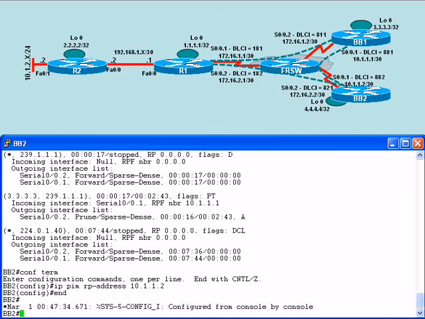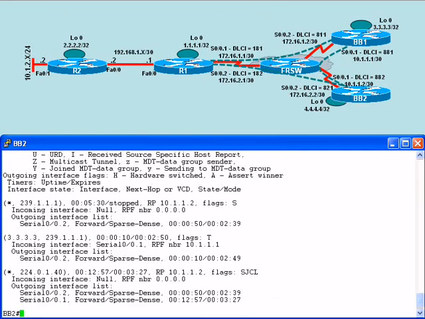First, on BB2, let's do a show IP mroute once again. And notice that the OIL for the S comma G entry indicates that we are forwarding traffic out of serial 0/0.2.